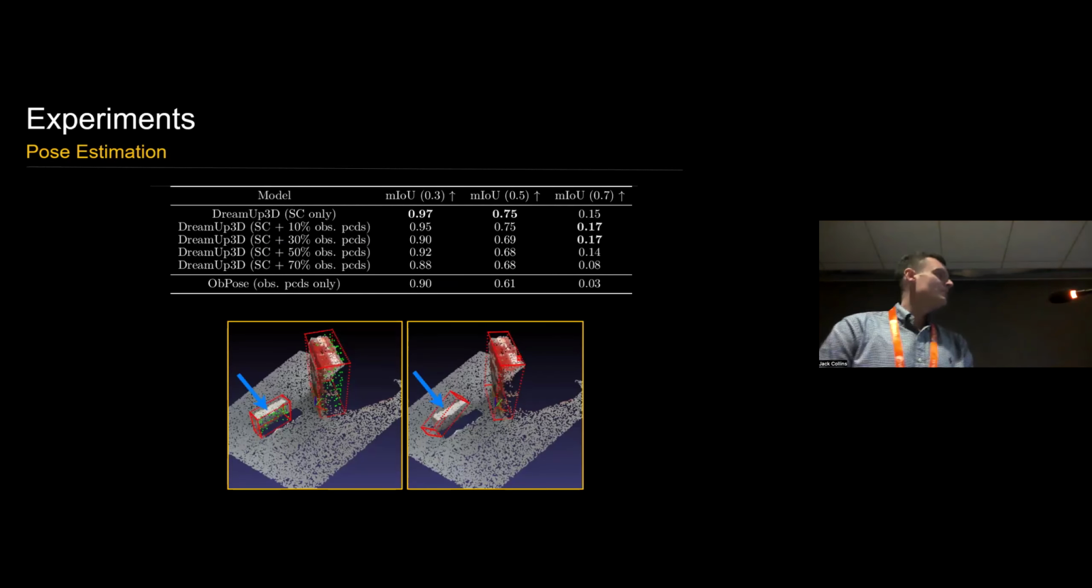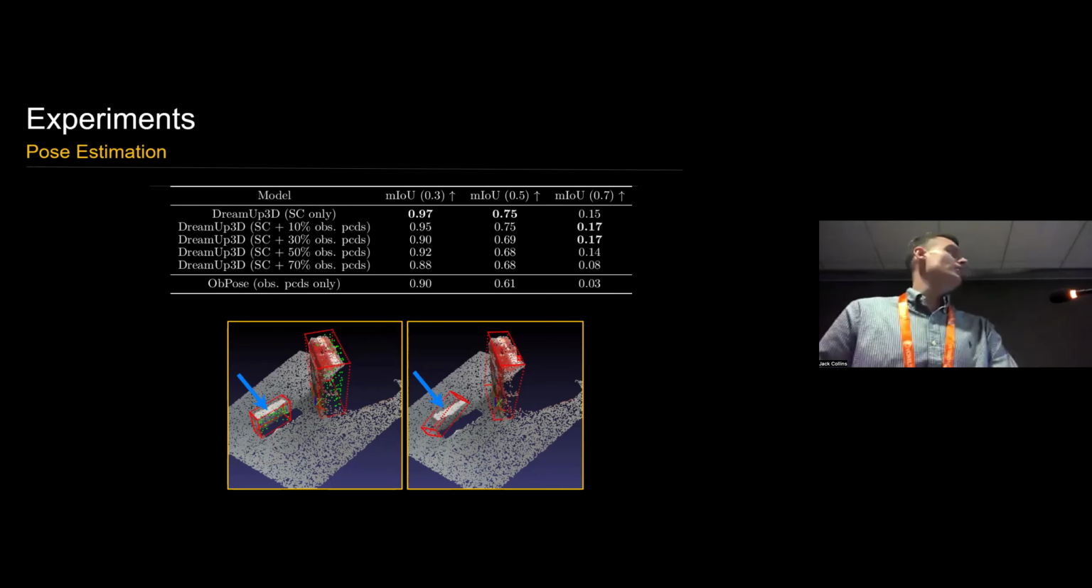OBPose does pose estimation, and we compared it to another baseline called OBPose, which doesn't do this shape completion step that we do. And because we do this shape completion step, and you can see the points in green on the bottom left image, with those predicted points, we get a better bounding box fitted over the objects. Whereas if you look at the bottom right, OBPose estimates a poor bounding box.